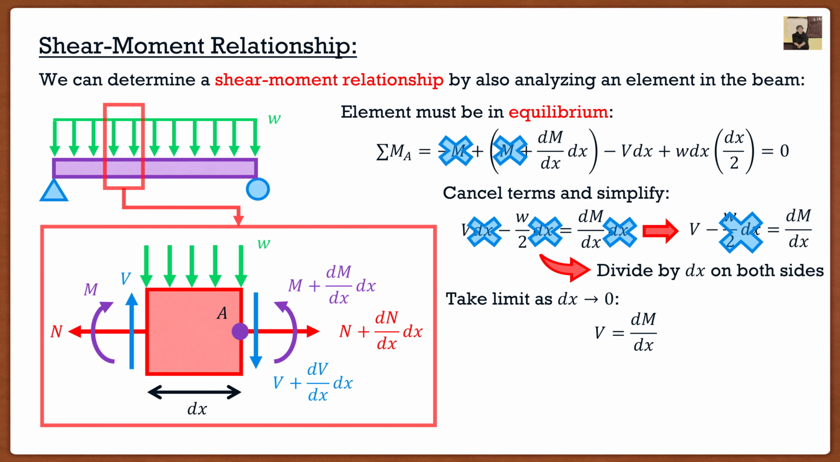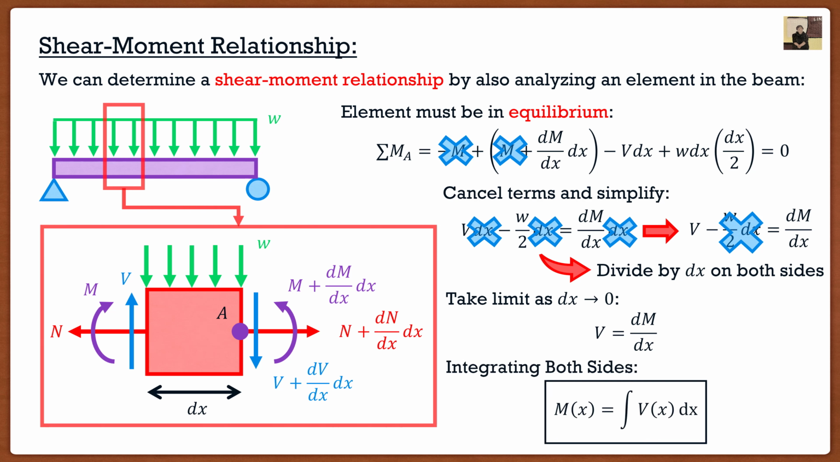Now, just like before, we are going to integrate on both sides, and we get this relationship right here, which is nice and easy to memorize because it's almost identical to the previous one, where our moment function is just the integral of our shear function. It's that simple, it's that easy. We took our shear by integrating our distributed load, and now we can find our moment by integrating our shear. That's it, that's all, nice and easy.